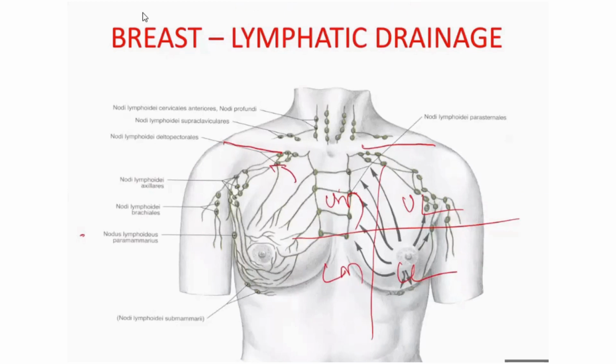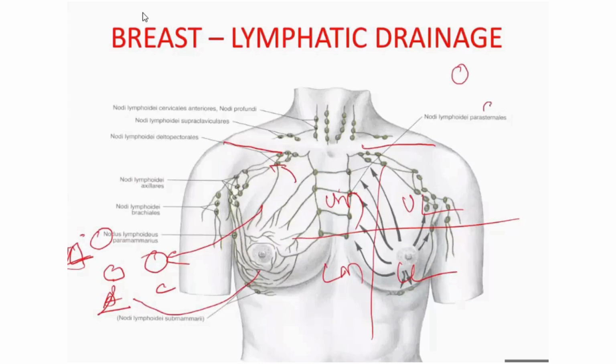Lymph nodes: next is apical, central, lateral. So clear? Apical, central, lateral. This area will come to central. Sorry, this is apical. This is lateral. Shall I repeat once again? Yes. Apical, lateral, central.